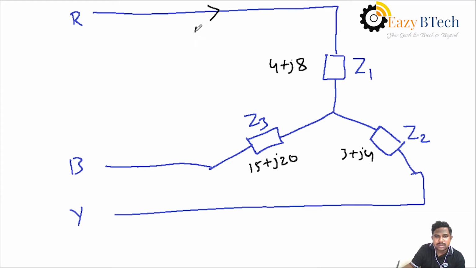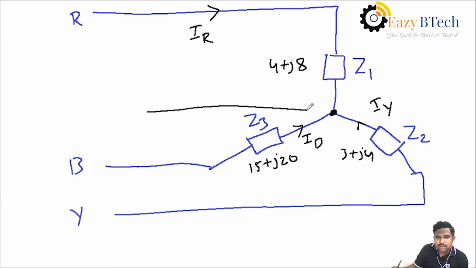Hence consider the line currents are IR, IY and IB: the current passing through R phase is IR, the current passing through Y is IY, and the current passing through B is IB. Then all three currents join at the neutral point. The current passing through the neutral point is IN. You have to find out the neutral current also.